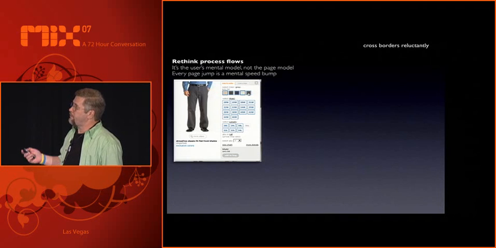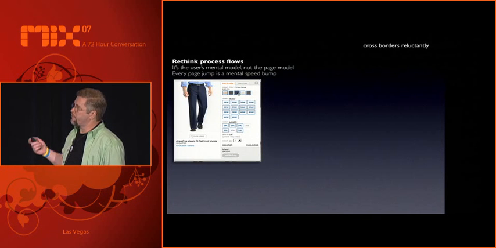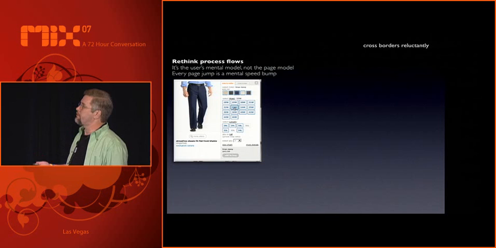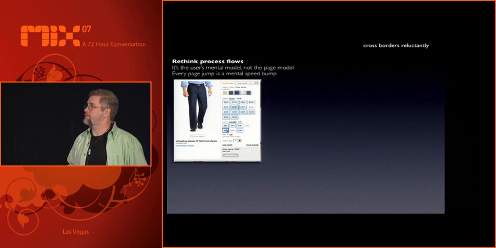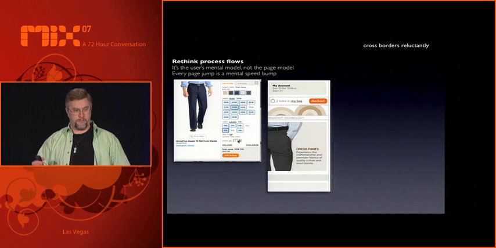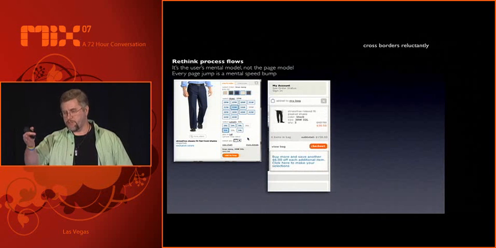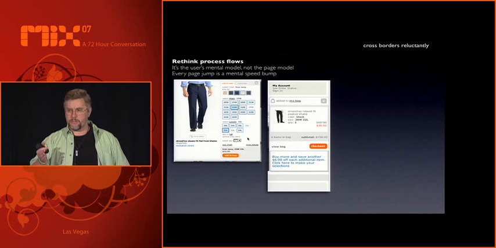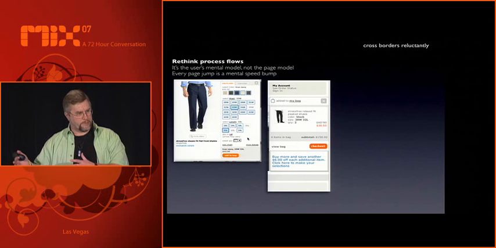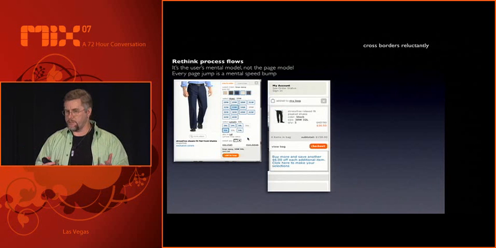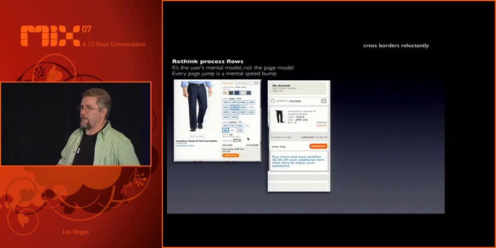And it's really about the user's mental model and not the page model, and remembering that every page jump is just a mental speed bump for the user. It doesn't mean that page boundaries are bad. For example, if you're doing an install process, a page is a lot of times very good. You're collecting information. Sometimes you want to make it three easy steps, and you want to chunk that up into steps. So sometimes it makes sense to chunk things up, and sometimes it doesn't, depending on what you're trying to do. A lot of times it depends on how motivated the person is to go through the process.